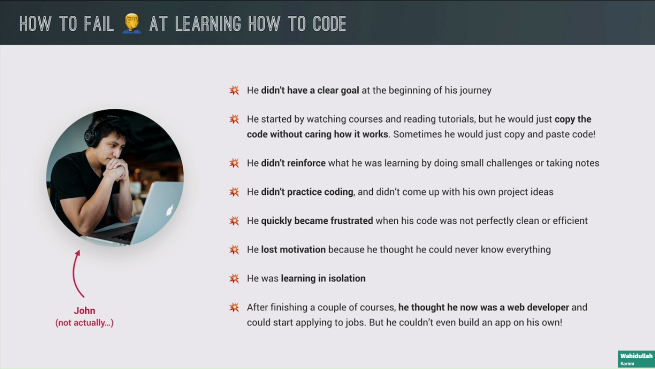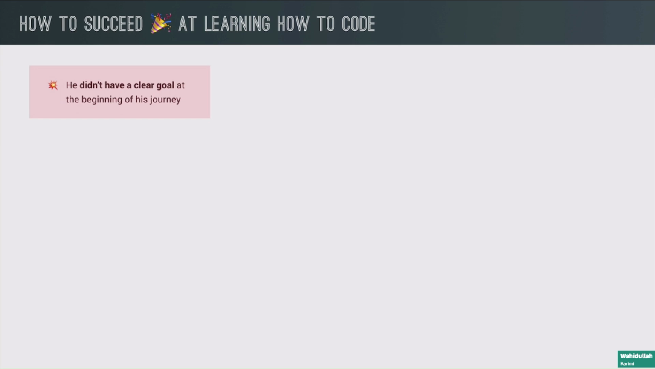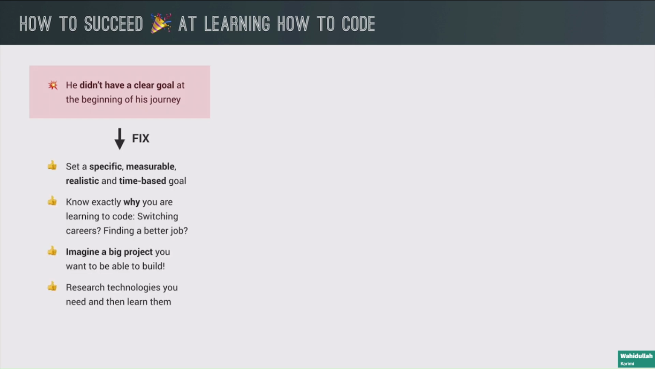So the first mistake is relatively easy to fix. What you need to do is to set a goal for yourself. Think about this and actually write it down on a paper or something. Make this goal specific, measurable, realistic, and time-based. For example, your goal might be, I want to become a front-end web developer within 1 year. From there, you can then develop a plan on how to get there.